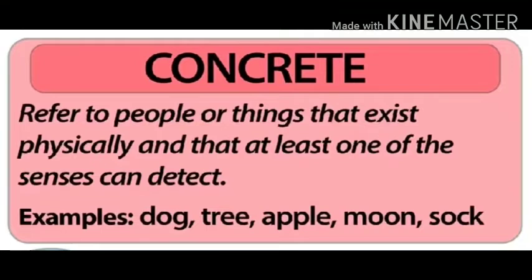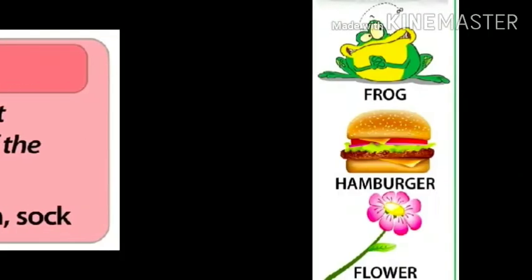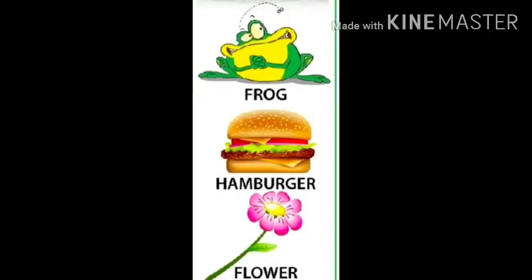And here we are seeing concrete noun. This refers to people or things that exist physically and that can be detected by at least one of the senses. Some examples are dog, tree, apple, moon, sock. You can touch the dog, you can feel it, you can play with the dog, and you can touch the tree, you can feel the air that comes from the tree, and you can taste the apple and you can see the apple, you can touch the apple, and you can see the moon, and you can smell the sock. With the first picture, frog.